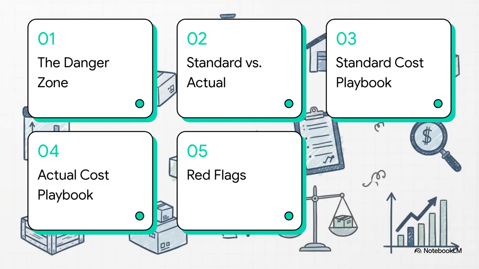So here's our game plan. First, we're going to define what we call the danger zone. Then we'll break down the two main methods you'll see, standard versus actual costing. After that, we'll give you a specific audit playbook for each one. And we'll wrap it all up by covering the critical red flags that you just can't afford to miss.